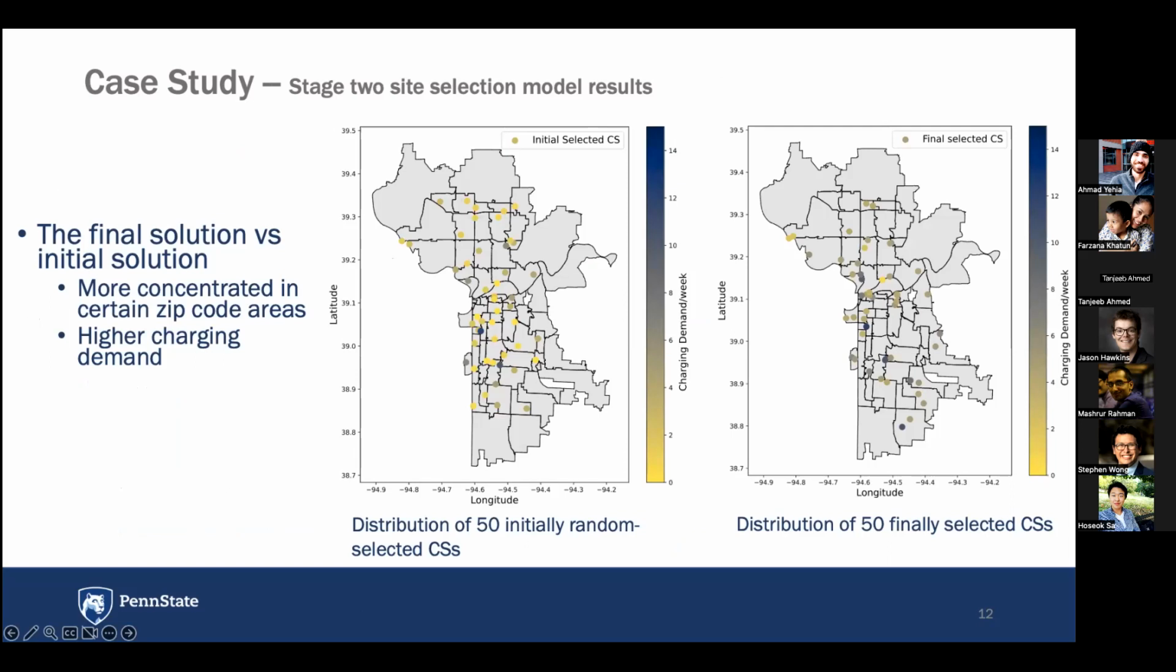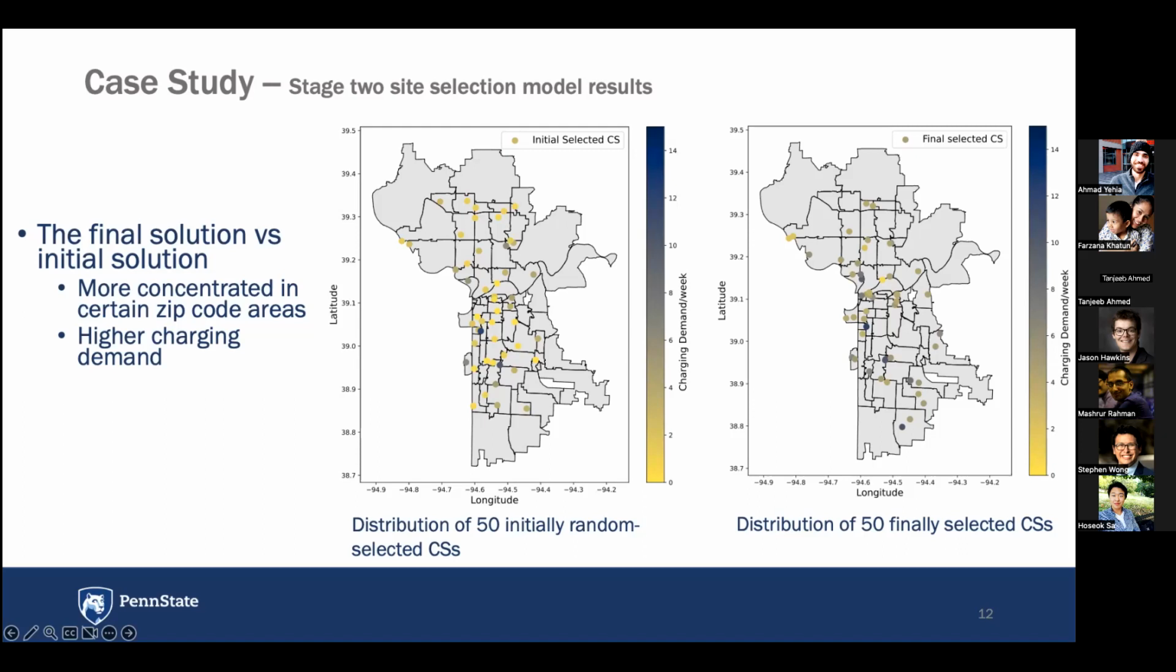This is the result of the stage 2 site selection model. The left figure is the initial solution with 50 randomly selected charging stations. They are evenly distributed in 50 zip code areas. The right figure is the final solution. We can find the final 50 charging stations are more concentrated in certain zip code areas. For example, one zip code area has 3 new charging stations, and 18 zip code areas have 2 new charging stations.